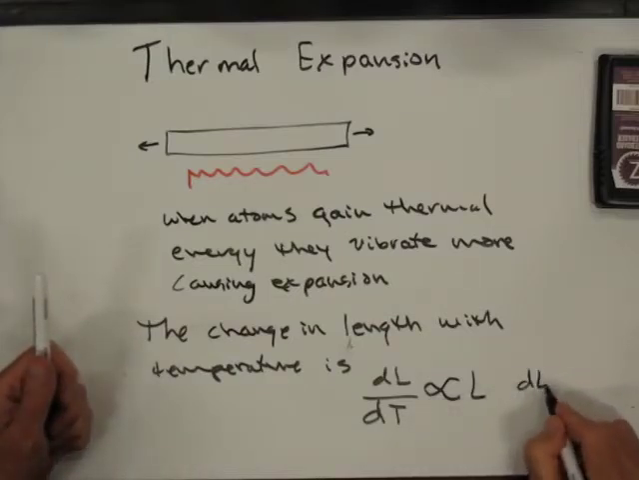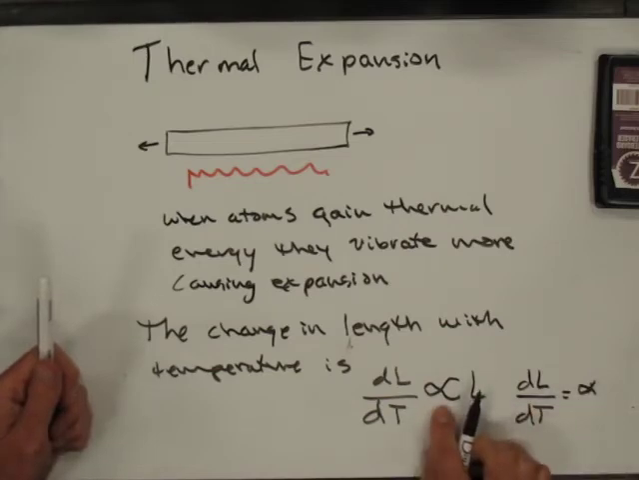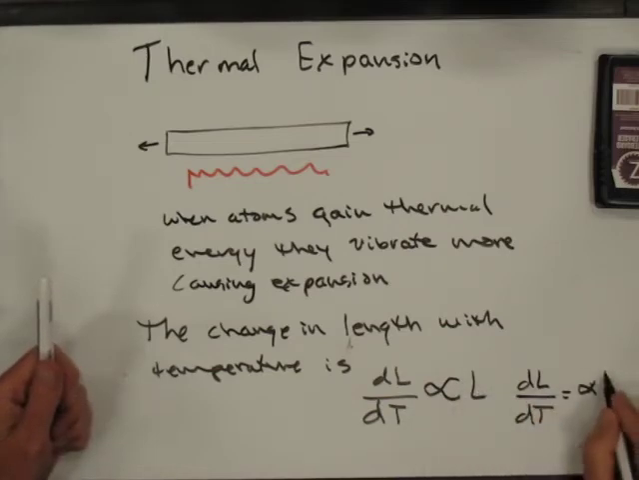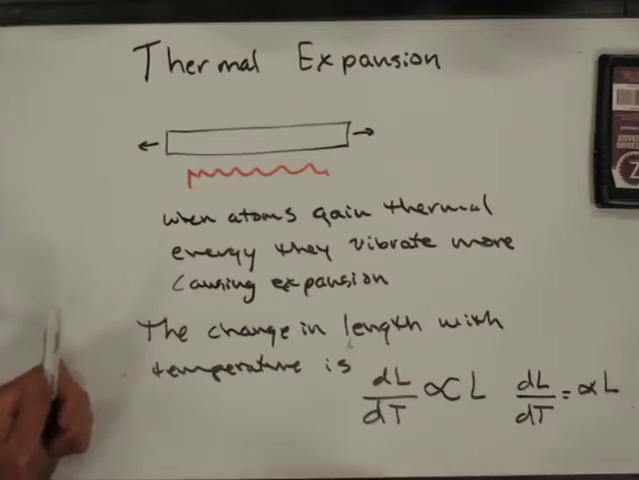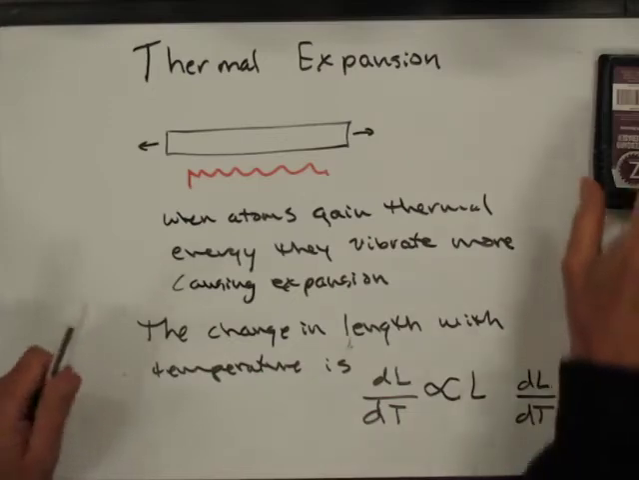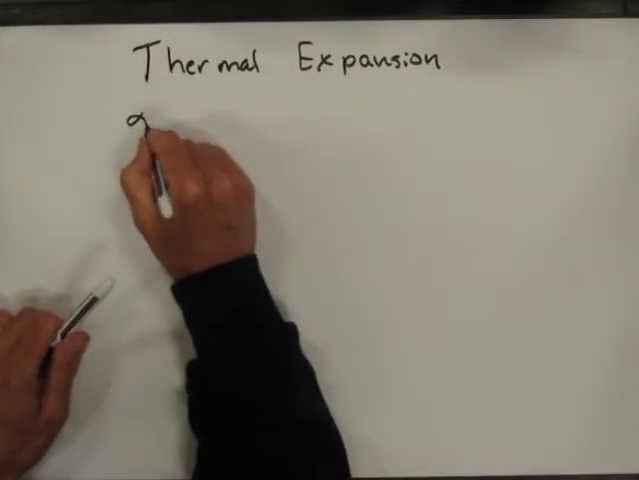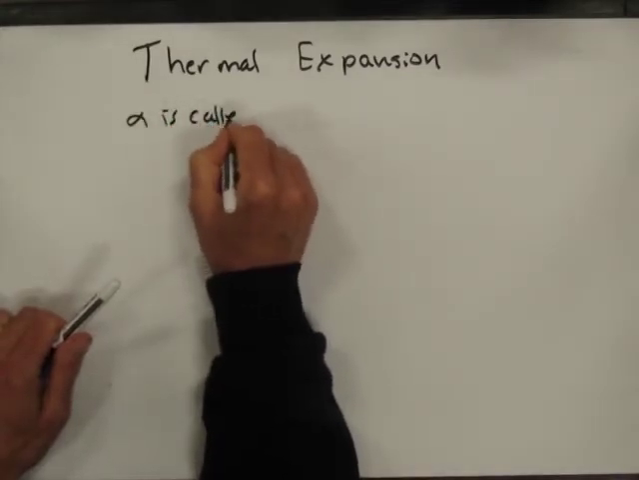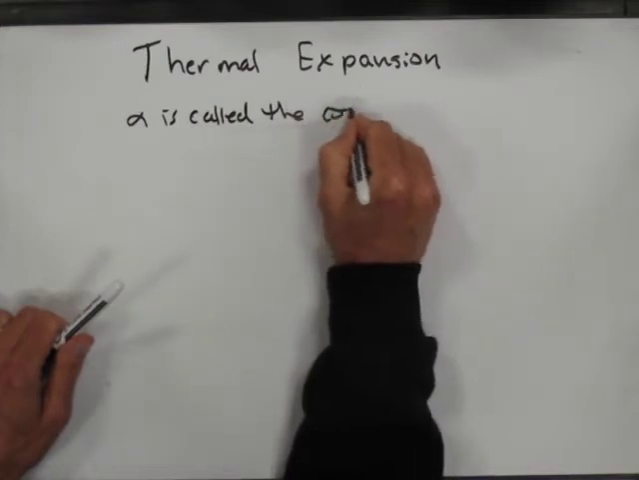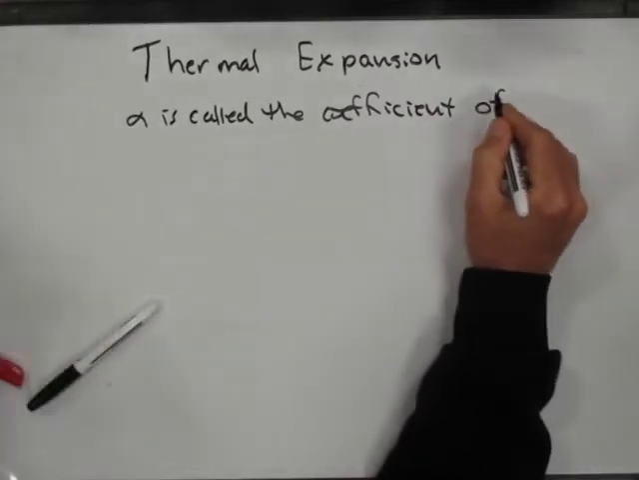And so you can always change a proportionality into an equal sign by just inserting a constant. So we write it this way: the change in length of an object with respect to temperature is equal to alpha L. The proportional sign is for math, and that's a Greek letter alpha. Don't get those mixed up. So this is the relationship between the change in length with respect to temperature and the length, how long the object was in the first place. And so alpha is called the coefficient of thermal expansion.